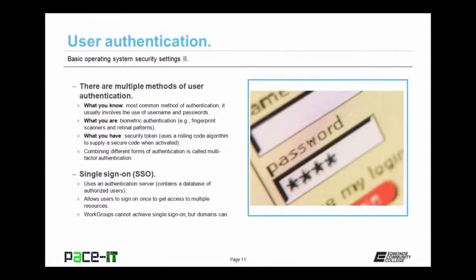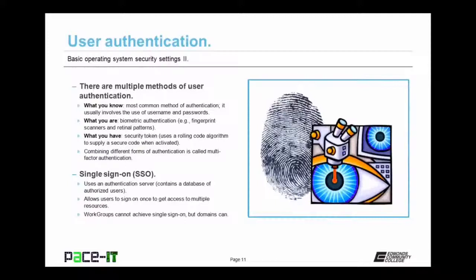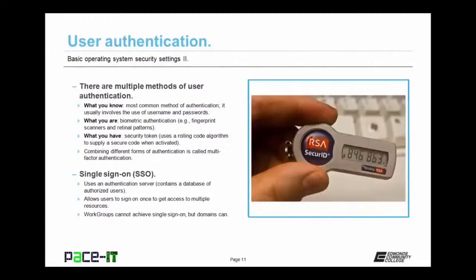You know those. The next method is what you are. That would be biometric authentication. Fingerprint scanners, retinal patterns, voice recognition, so on and so forth. Those are all authentication by what you are. The last method is what you have. That would be like a security token, which uses a rolling code algorithm to supply a secure code. Now, you can combine different forms of authentication. This is called multi-factor authentication, and it's much more secure than single-factor authentication.